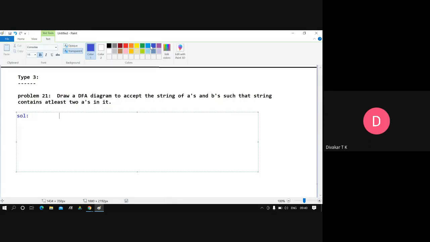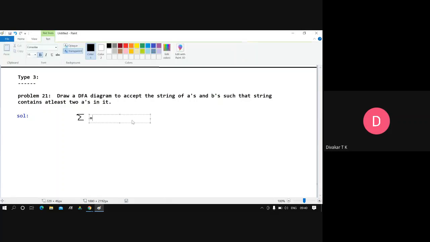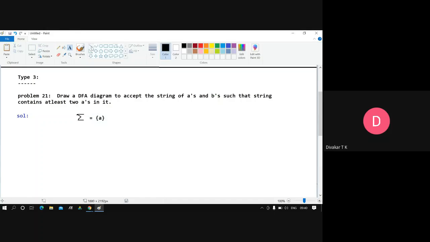In the solution part, it's very simple. Every time your first step is you have to check with the alphabet, nothing but sigma here. Sigma is equal to, what is the sigma now? Sigma will be the set of input symbols. What are the input symbols now? It's A and B. Great. So now what is the requirement here?